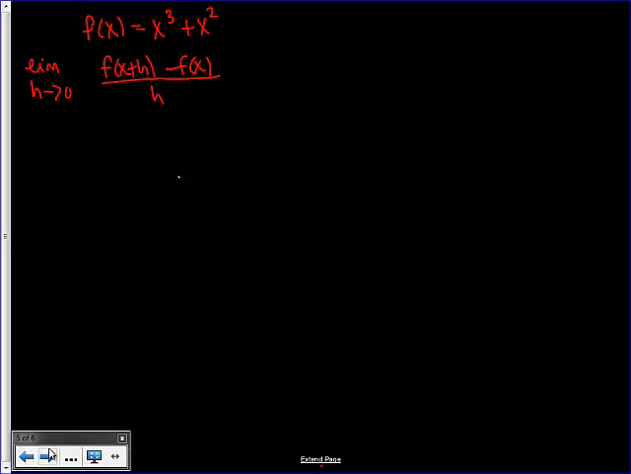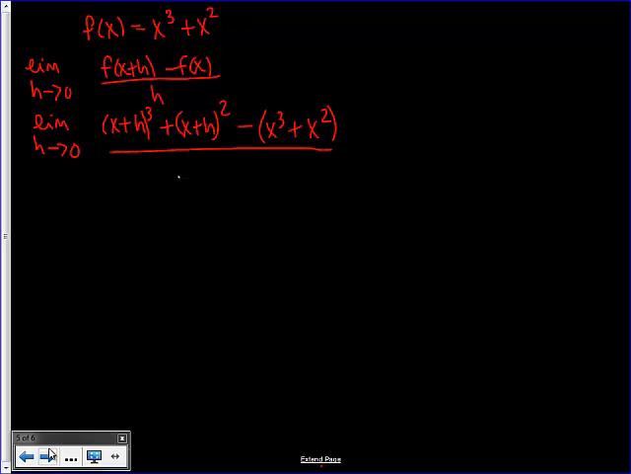Okay, so plugging that into here. Alright, my limit as h approaches 0 of x plus h cubed plus x plus h squared minus x cubed plus x squared. Everything is divided by h.